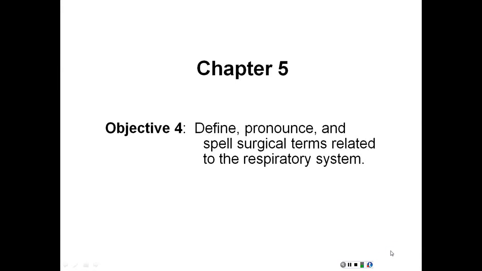Continuing with Chapter 5, Objective 4 now, we're going to define, pronounce, and spell surgical terms related to the respiratory system. So in the book they only have terms built from word parts, so they are going to be easier because you can break them down into prefix, suffix, and word root. So let's just get started.